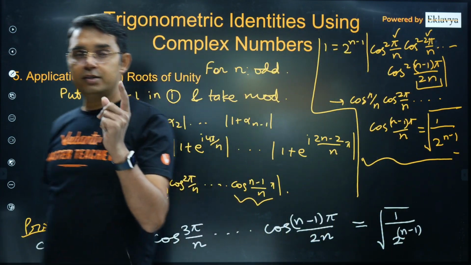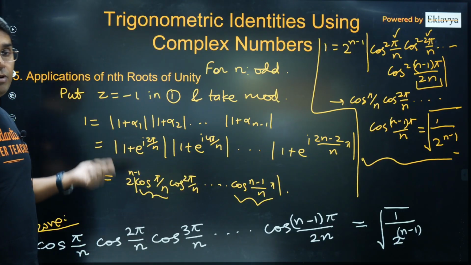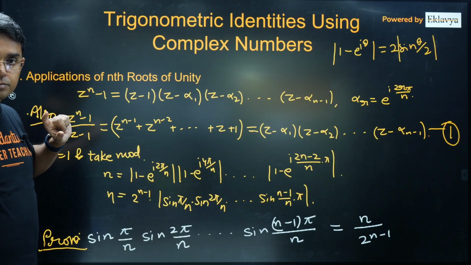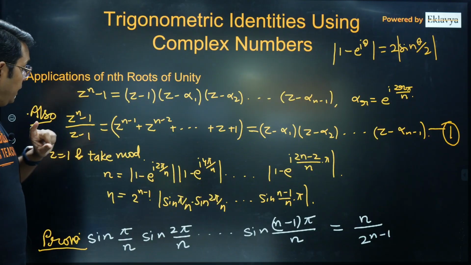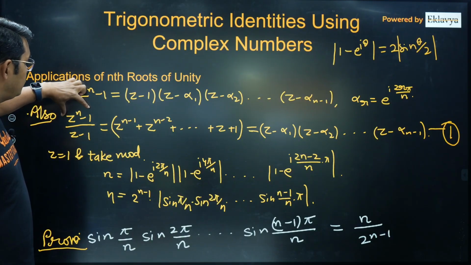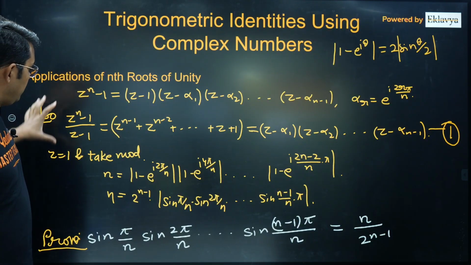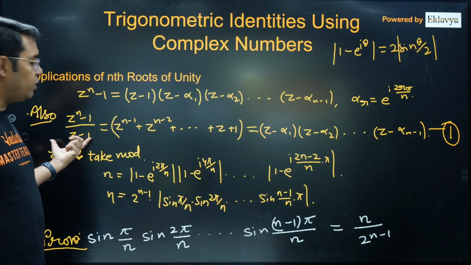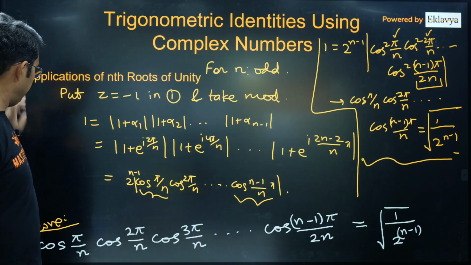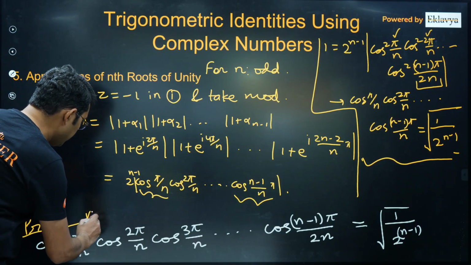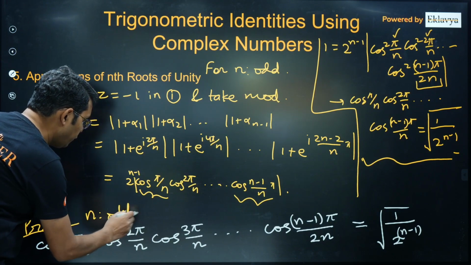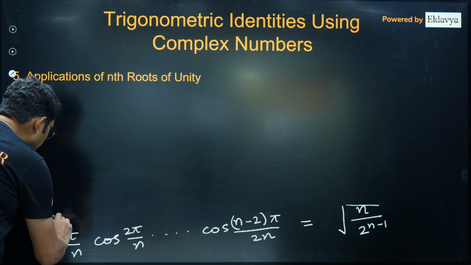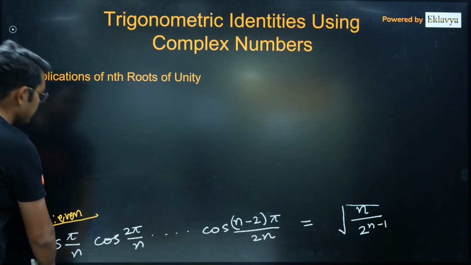What we did, we put z is equal to minus 1. For the earlier one we put z is equal to 1. But you can understand if n is an even number, then this will be 0. And then if you take mod, you will not get anything out of it because it has already become 0. So for even we have to take it separately. This was for n odd. For n even the result is slightly different. This is for n even. I'll show you how it is going to come.